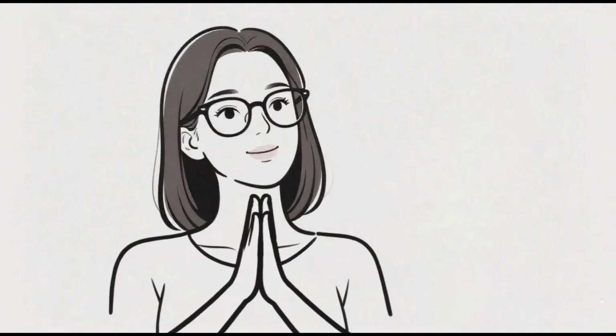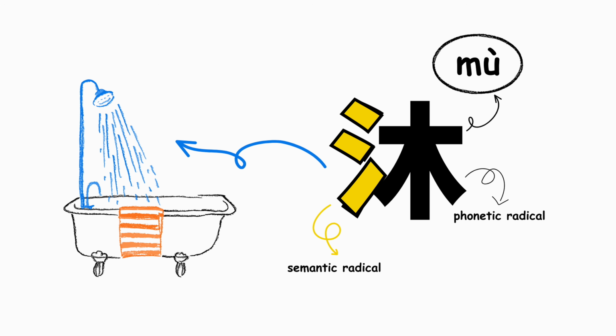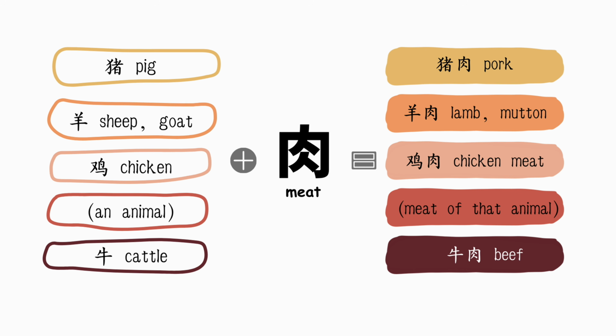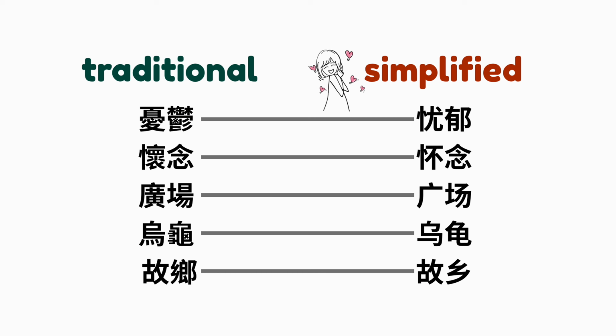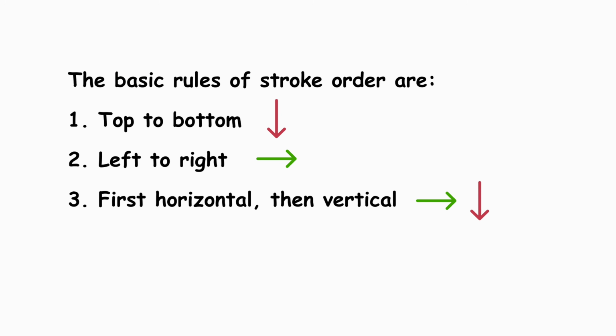Okay, we've already covered a lot. Let's wrap up the lesson and recap what we've learned. In this lesson, we discussed that Chinese characters are a very logical and consistent system. There are two types, traditional and simplified, used in different regions, and Chinese characters follow fixed stroke orders and rules.